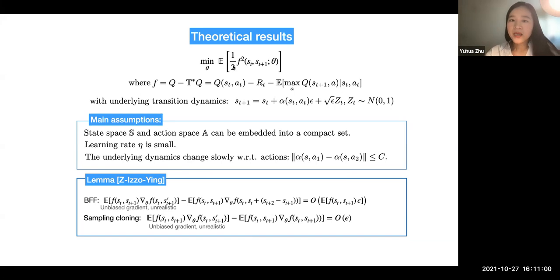Okay, so now I will explain why our method is much better than the sample cloning method. Let me summarize the problem. We want to minimize an expectation of F squared, which we call the Bellman residual, depending on the current state and next state. And the transition from the current state to the next state is described by a discretized SDE with a small step size epsilon. This is not explicitly given. This is only an underlying transition dynamics.